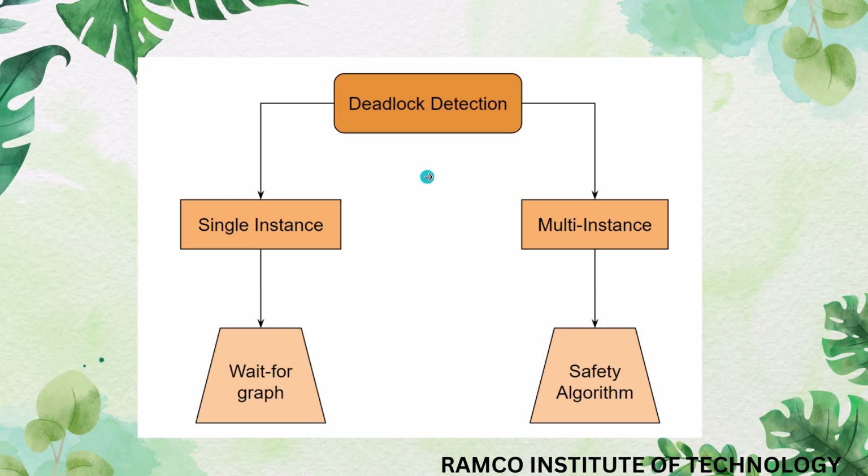In deadlock detection algorithm, we have two categories. One is single instance of resources, another one is multiple instances of resources. If it is a single instance of resources, we can apply wait for graph and resource allocation graph to detect the deadlock. If it is a multiple instances of resources, we can apply Banker's algorithm to detect the deadlock.